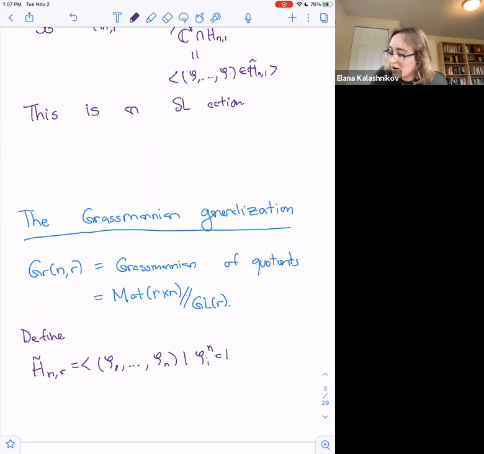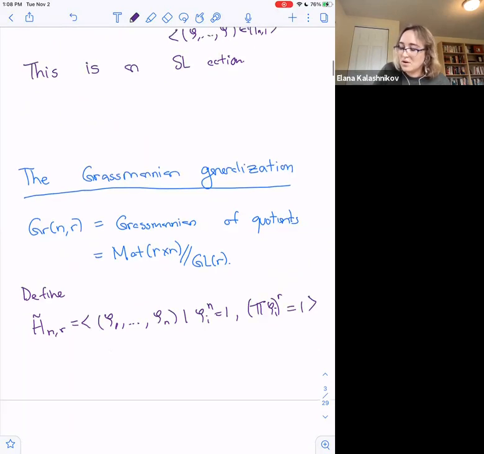And instead of the SL condition, though, is going to change slightly. So instead of just taking that the product of all of the zeta i's is equal to 1, I'm going to say that the rth power of it is equal to 1. So now, note that this group acts on the Grassmannian, on the matrices.